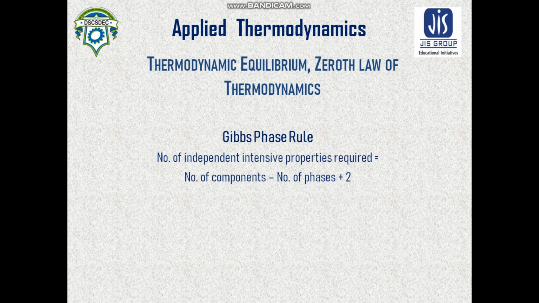There is a bit of recapitulation here. If you remember, in the first lecture we had discussed that we always require at least two independent properties to specify a state. So this information is a little bit incomplete. To complete it, we'll be discussing Gibbs phase rule.